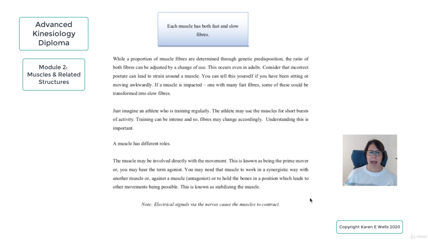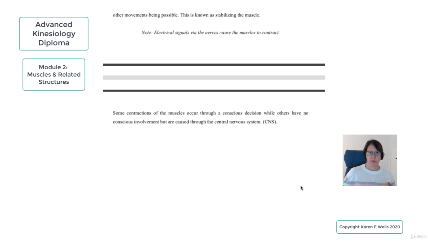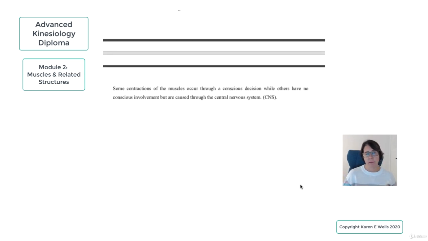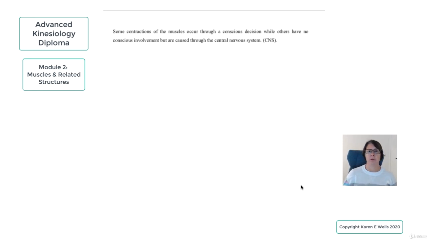So a muscle has different roles. A muscle might be involved directly with a movement. This is known as the prime mover, or you might hear the term agonist. So you're going to need the muscle to work in a certain way with another muscle, or to hold the bones in a position which lead to other movements being possible. Now, some contractions of the muscle occur through a conscious decision, while others have no conscious involvement, but are caused through the central nervous system.